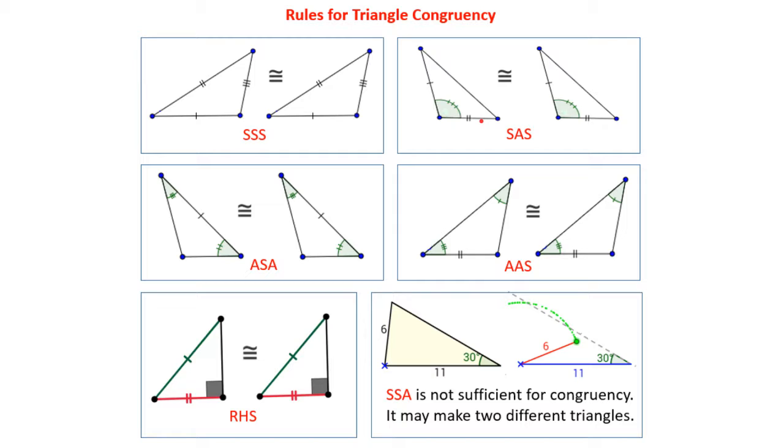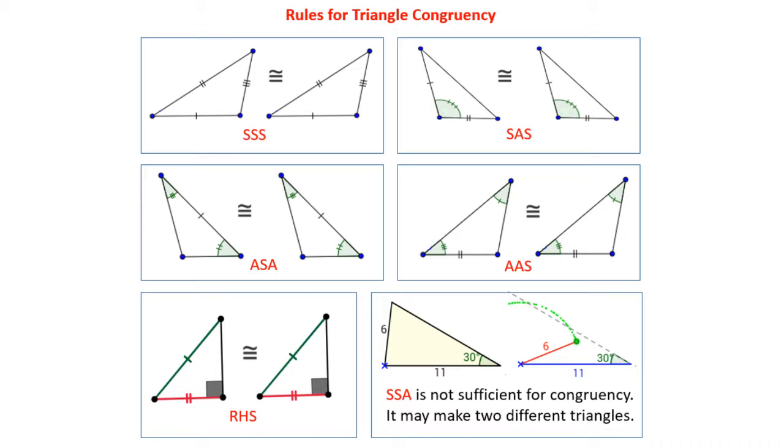Same thing with side, angle, side. If two sides are congruent and the angle between them is congruent, then we can say the two triangles are congruent. And then we have angle, side, angle. If the angle, the side, and the angle are congruent, the two triangles are congruent. You get the point, you can go through the rest of them. Angle, angle, side, same thing. RHS is what I use for right triangles. It's the same as the other ones, just something special for right triangles.